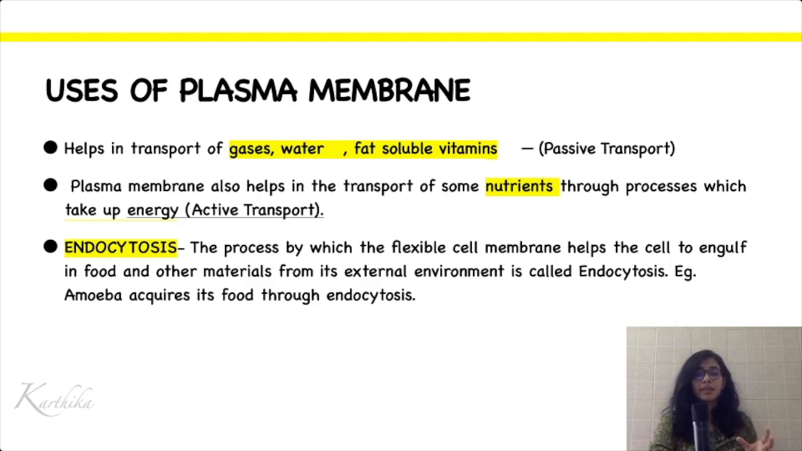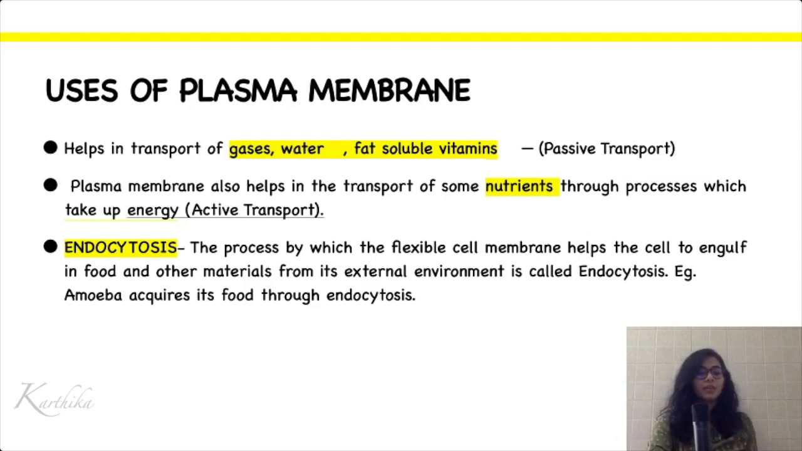We already saw that the plasma membrane or cell membrane is delicate and flexible. So some organisms use this flexible cell membrane to engulf food and other materials from the external environment. And this is called endocytosis. Now the classic example for endocytosis is that of the amoeba. It acquires its food through endocytosis.